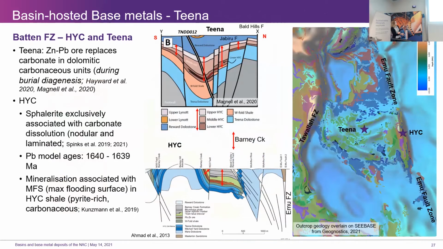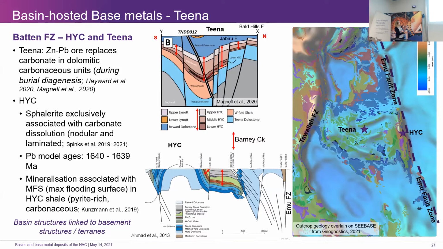So Tina and HYC sit within the Batten fault zone, and we have the north-south cross-section across Tina. You can see the growth and the thickening, and there's significant variations from, I think in some areas from 1,000 meters down to less than 100 meters on some of these packages. And likewise, the east-west section here from HYC, you can see the variation in thickness of those units. I'd mentioned there's just some of the details there on the evidence for diagenetic replacement.